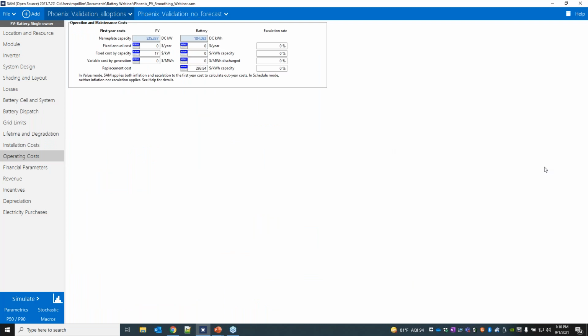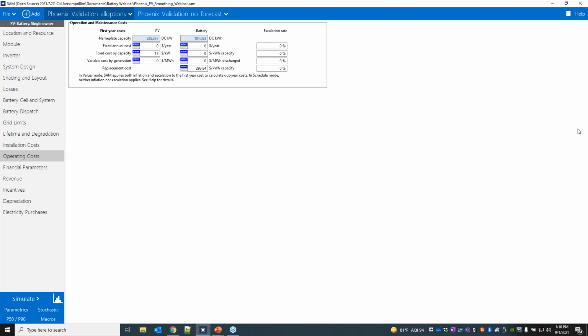There are also new battery O&M inputs where you can specify specific O&M costs relative to the battery system. There is a fixed annual cost input per year, a fixed cost by capacity, variable cost by generation, in this case, battery energy discharged, and you can specify the cost for replacing the batteries in terms of replacing the energy capacity here as well.